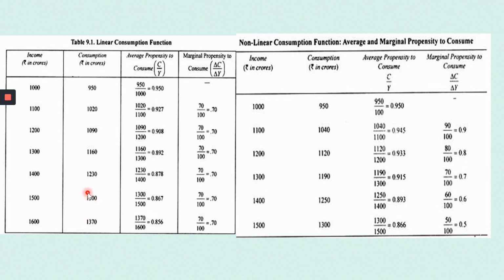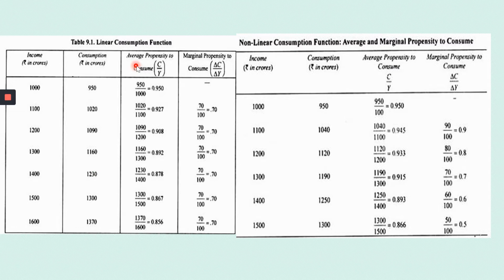What do you mean by linear? See this tabular column, okay? Income is given. Income of an individual, okay? First it's 1,000, 1,100, 1,200, 1,300, 1,400, like that. So based on that, he is consuming. When income is 1,000 rupees, the consumption is 950. At 1,100, the consumption is 1,020. When it is 1,200, the consumption is 1,090, and it goes on.